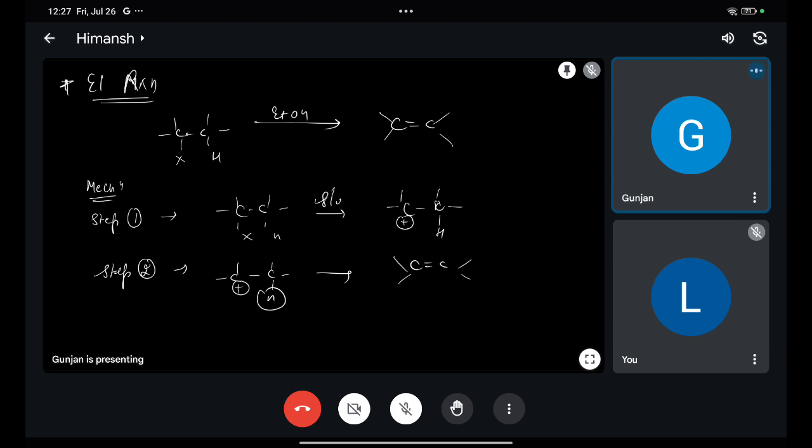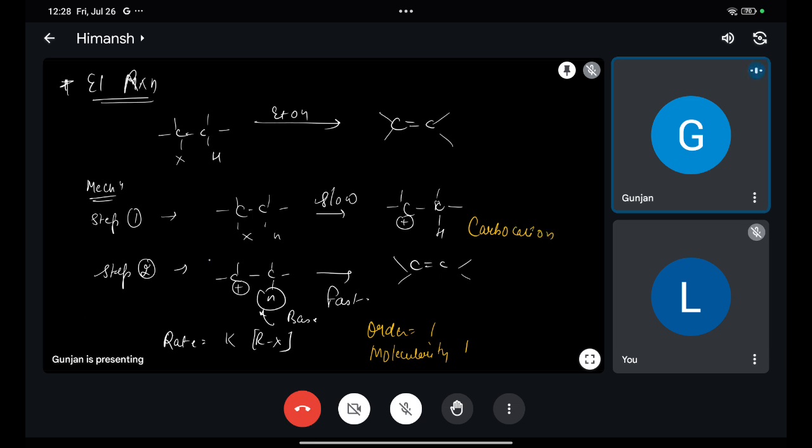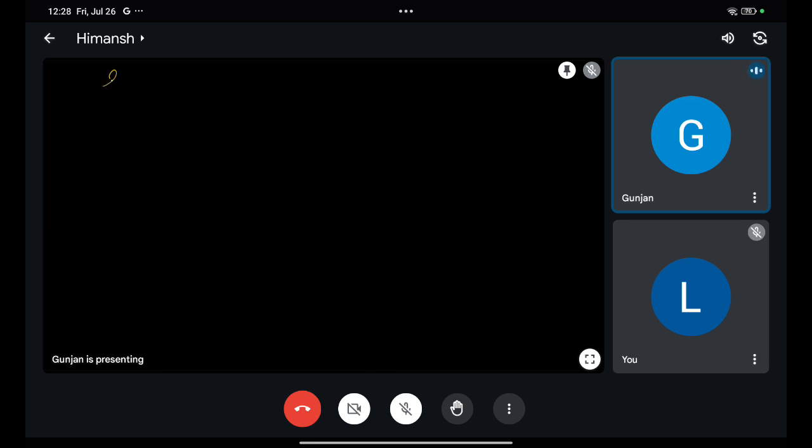So the first step is the slow step, and this one is the fast step, where the base attacks over here and it eliminates out. So rate is basically depending only on the concentration of alkyl halide, not on the base. So that is why we say that order is equal to 1 and molecularity is also equal to 1. So we are getting a carbocation over here. That is the main step of the reaction. We draw the energy profile diagram of it.